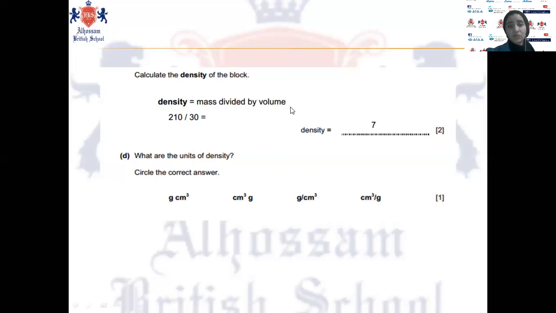Mass over volume. So the mass in grams per centimeter square. Grams per centimeter square. Excellent. Gram per centimeter cubic. Cubic centimeters. Cubic, sorry.